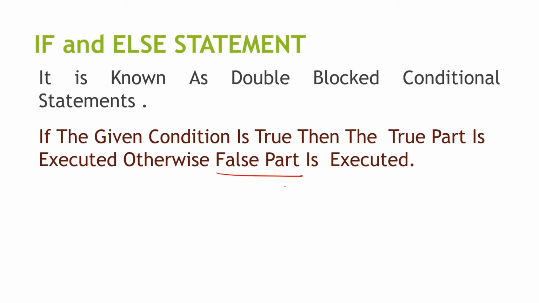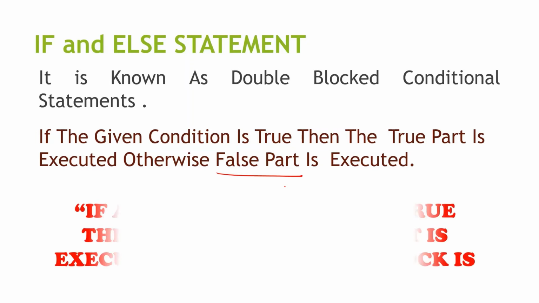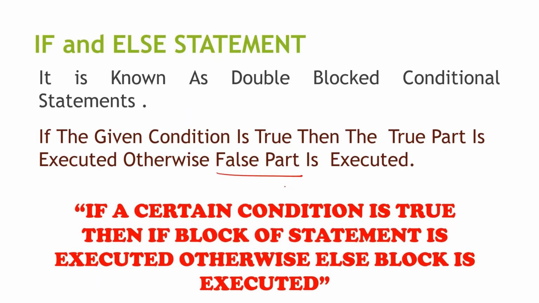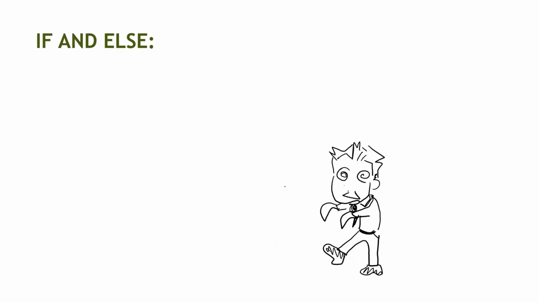Like we saw in that programmer example, if he is hungry and it is lunch time, then he can go for lunch. Else, when it's not lunch time, then he can't go for lunch. That is what the else part is, right? So like that, when a certain condition is true, the if block of statements is executed, otherwise the else block is executed. That's all. Now let's see the syntax of if and else.